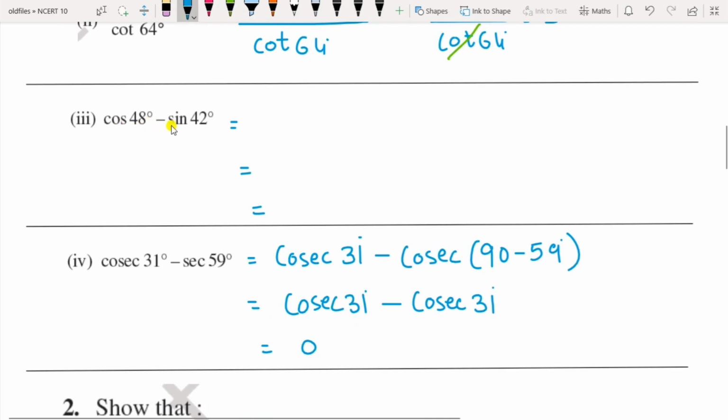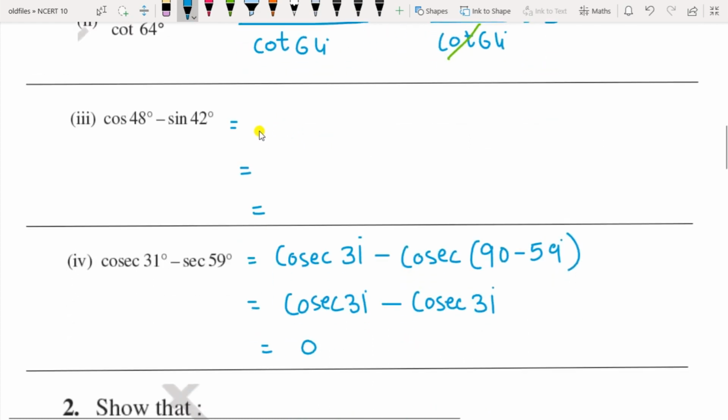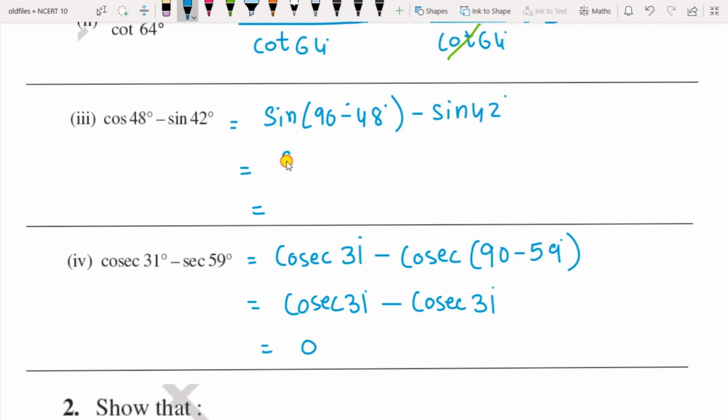In this case, cos of 48 minus sine of 42. So here you have to change any one of them. Either you can change the denominator, but I have changed the numerator. The process is the same. Now in this case, I will be changing this cos to sine of, this is 48, so it will be 90 minus 48, minus sine of 42 as it is. So this will be sine of 42 minus sine of 42. So this will be 0.